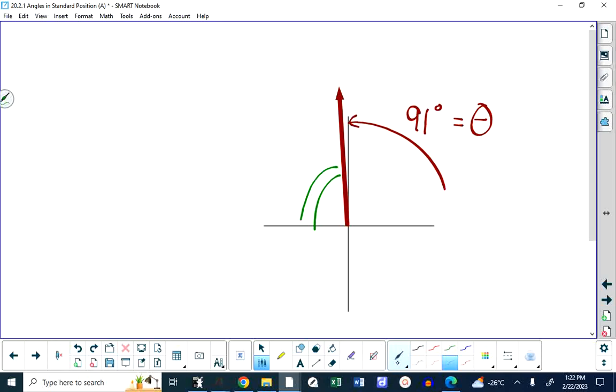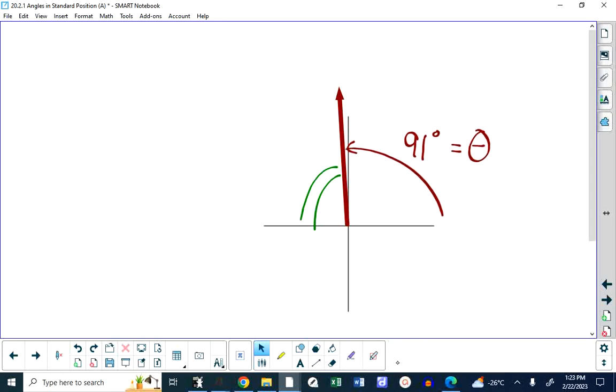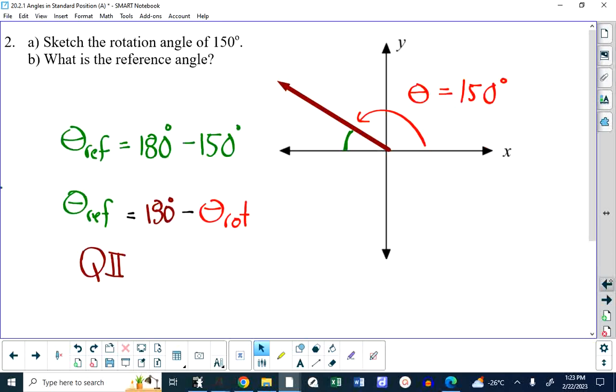Because think of it this way. Do you agree, I should move this over a bit, that these two angles are always going to add up to 180? Okay, then 180 minus the rotation angle has to give you the reference angle. So in quadrant 2, this is always the case. And I'm using colors here, but you don't have to use colors. The reference angle will always be 180 degrees minus the rotation angle in quadrant 2. Let's take a look at the next one.